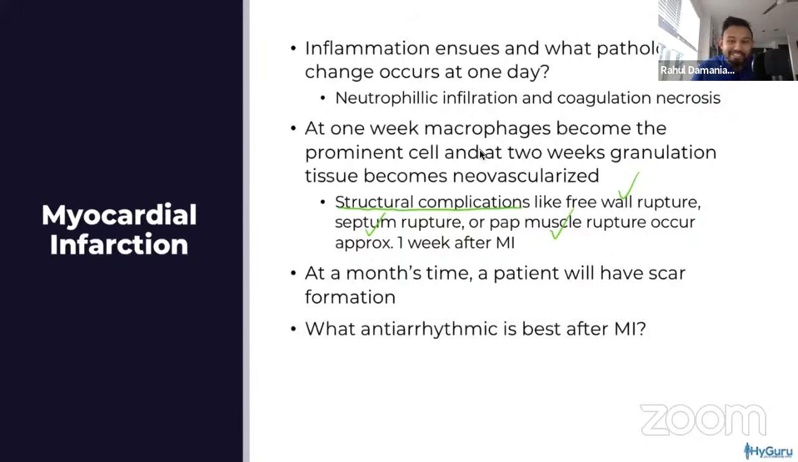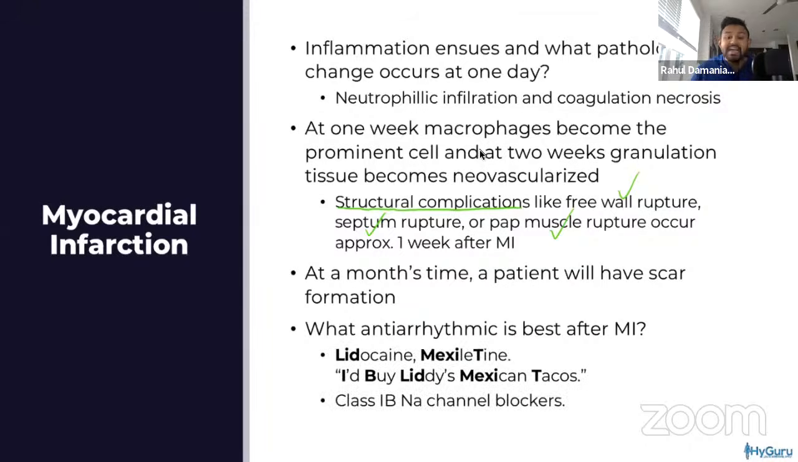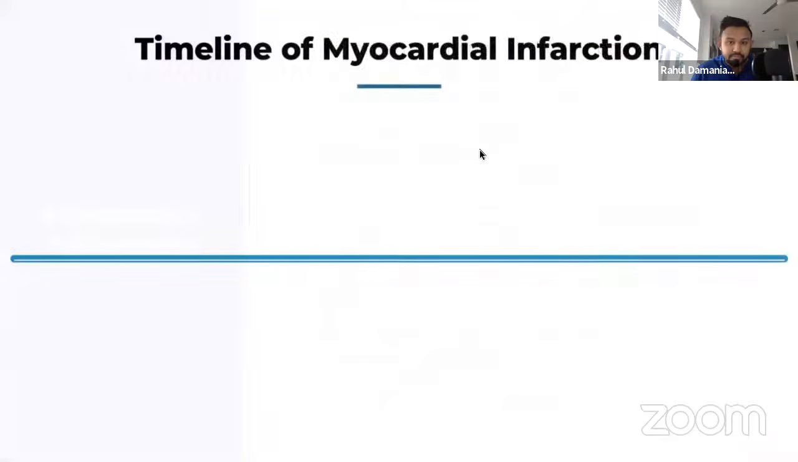And just to integrate some pharmacology, remember 1B antiarrhythmics, which are sodium channel blockers, such as lidocaine and mexiletine. Lidocaine and mexiletine are your two class 1B sodium channel blockers that are the best after MI, best after some sort of heart damage. Watch for that pharm integration.